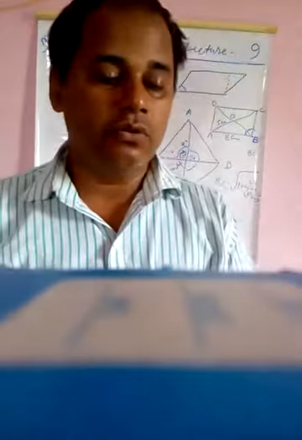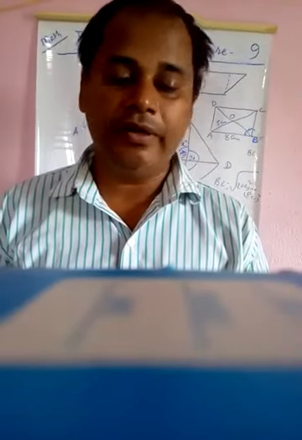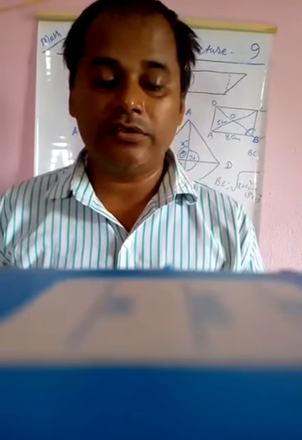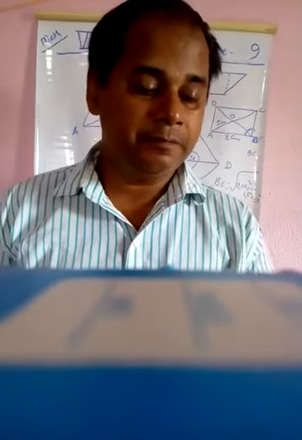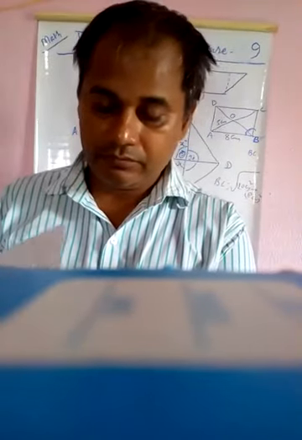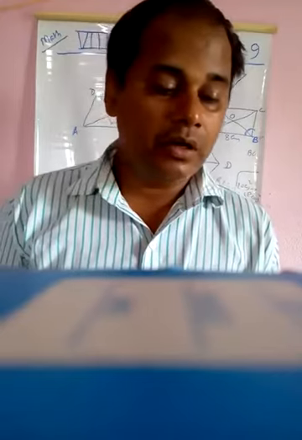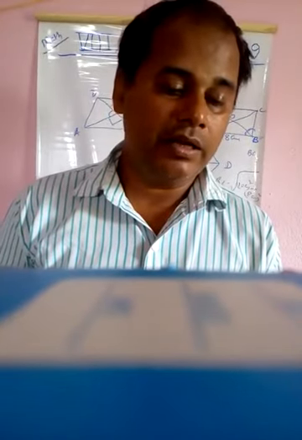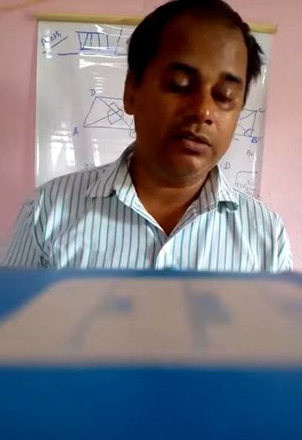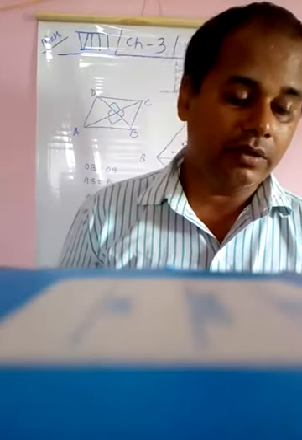Again in right angle triangle DOC, angle CDO plus 90 degree plus 40 degree is equal to 180 degree. So angle CDO is equal to 50 degree. Since DC is parallel to AB and transversal AC cuts them, angle X is equal to angle CDO, which is equal to 50 degree.